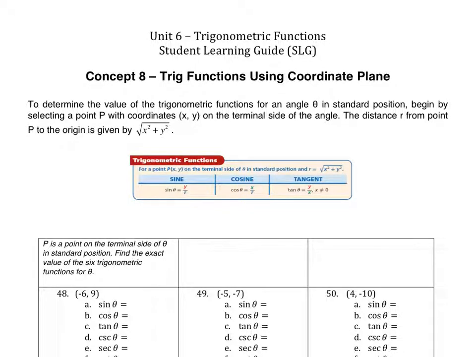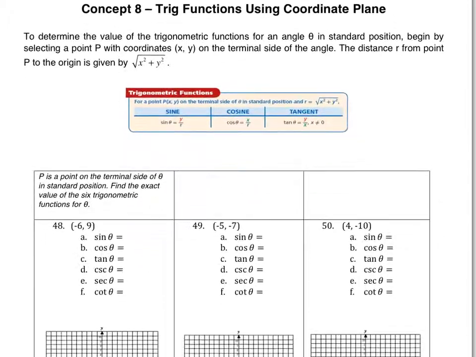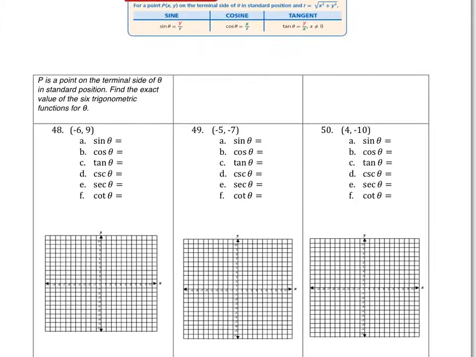In this set of video notes, we are going to look at Concept 8, trig functions using the coordinate plane, and we're going to use sine, cosine, and tangent for that. Let's look at the problems we have.